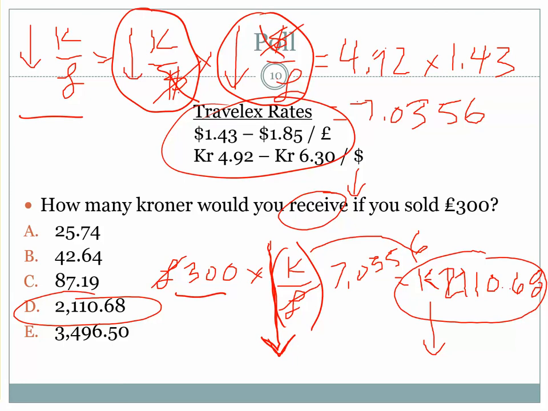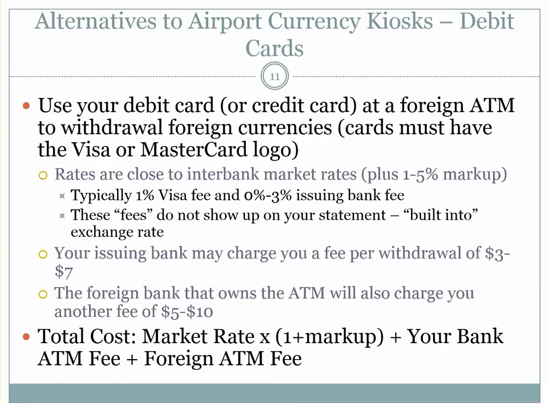So the lowest crown per dollar is 4.92. The lowest dollar per pound is 1.43. In this case, I don't have to flip either one of them. So my solution is to take 4.92 times 1.43. That gives me an exchange rate of 7.035. And I can use that to solve this problem, 2,100 crown.